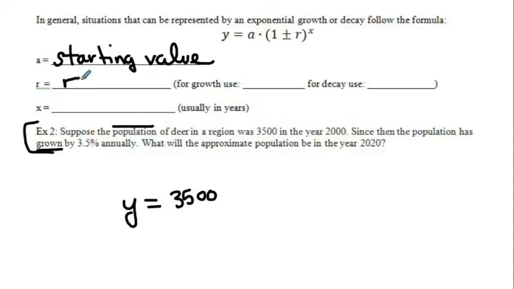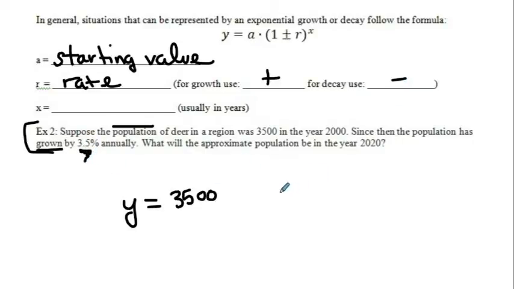Okay. R is the rate. Now, you may have noticed that the rate has this plus or minus symbol right here. The symbol that you use, plus or minus, depends on if it's a growth function or a decay function. If it's a growth function, you are going to add the rate to 1. If it's a decay function, you are going to subtract the rate from 1. But it's always 1. We'll talk a little bit more about why exactly that is later. Maybe I'll do that as a discussion question for you in class. All right, so rate for growth, use plus. For decay, use minus.